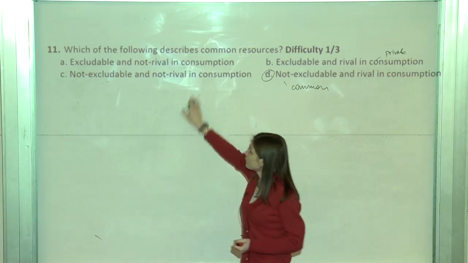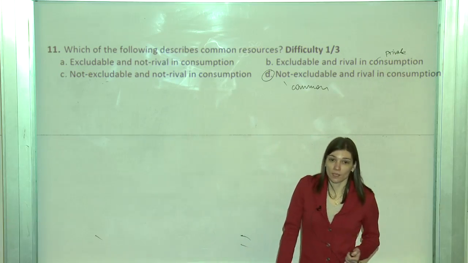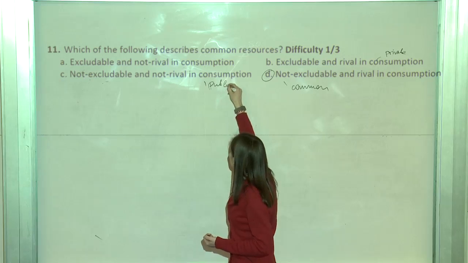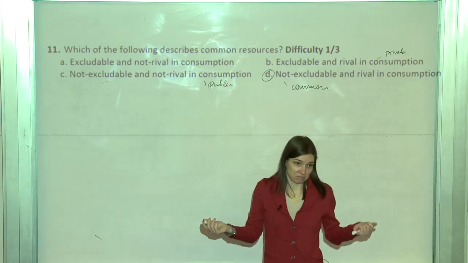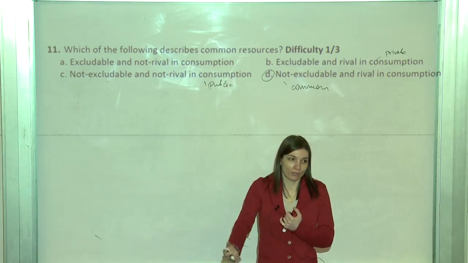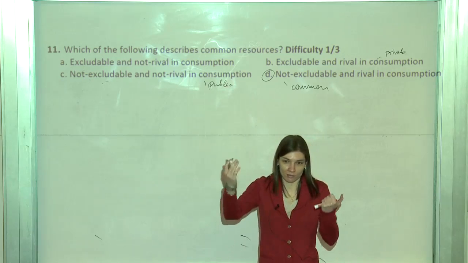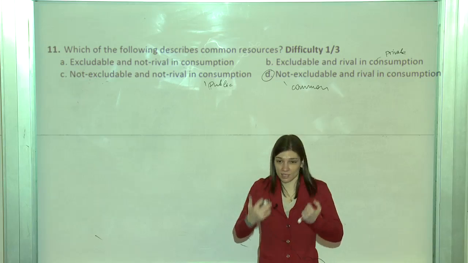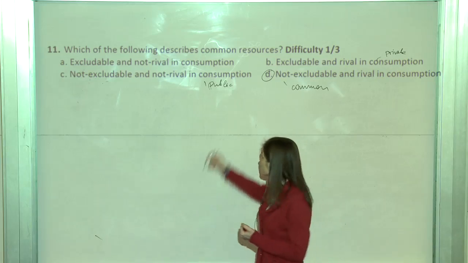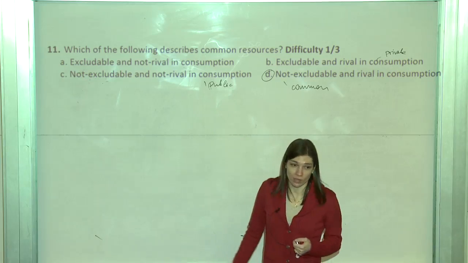What's non-excludable and non-rival? That's public. Can you give me an example? Air. Fireworks. Right? You cannot charge me. Well, you cannot stop me from enjoying fireworks, right? Because they're right there. And the fact that I'm seeing it does not prevent you from seeing it. Okay? That's public. And what about the last one? What do we call that?